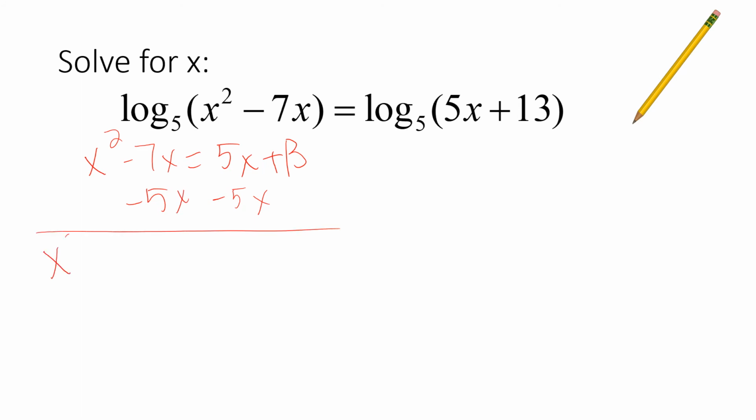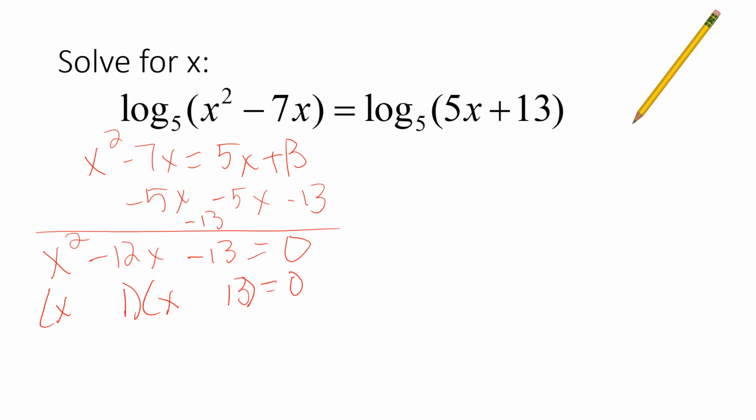So you're going to have x squared minus 12x, because negative 5 minus 7 is negative 12, and then minus 13 on both sides. We're going to get minus 13 is equal to 0. And then you're going to set up two sets of parentheses. So factor: what two numbers multiply to 13 and add or subtract to 12? Well, that's probably going to be 1 and 13, but we want 13 to be negative and 1 to be positive. So if we set both of them equal to 0, then we get solutions of 13 and negative 1.